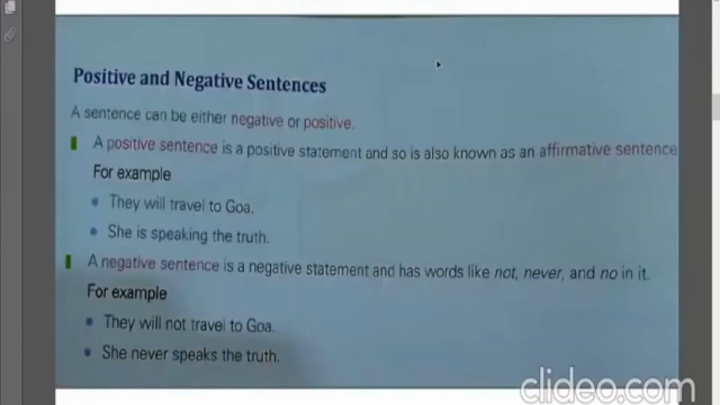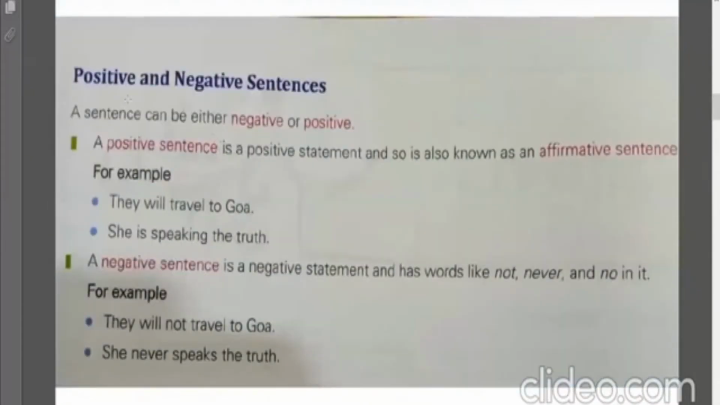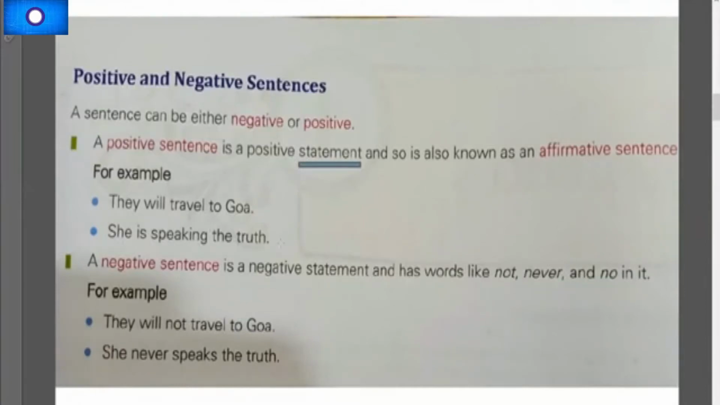There are two types of sentences. Here we are talking about positive and negative sentences. A positive sentence is a positive statement and is also called an affirmative sentence. Now, what do you mean by a positive statement? Positive statements are like general statements. For example, they will travel to Goa. It's a simple positive sentence. She is speaking the truth. Few more examples. I am going to school. I am teaching right now.